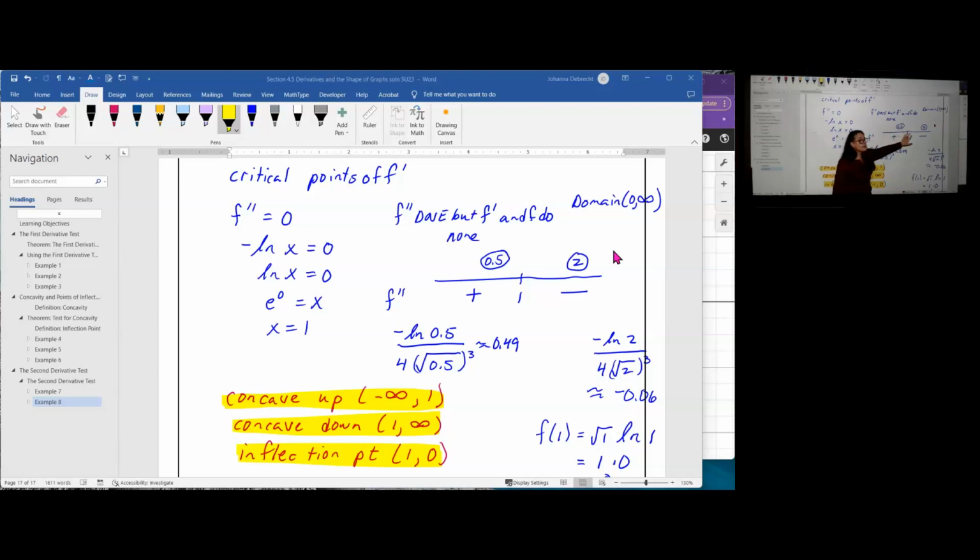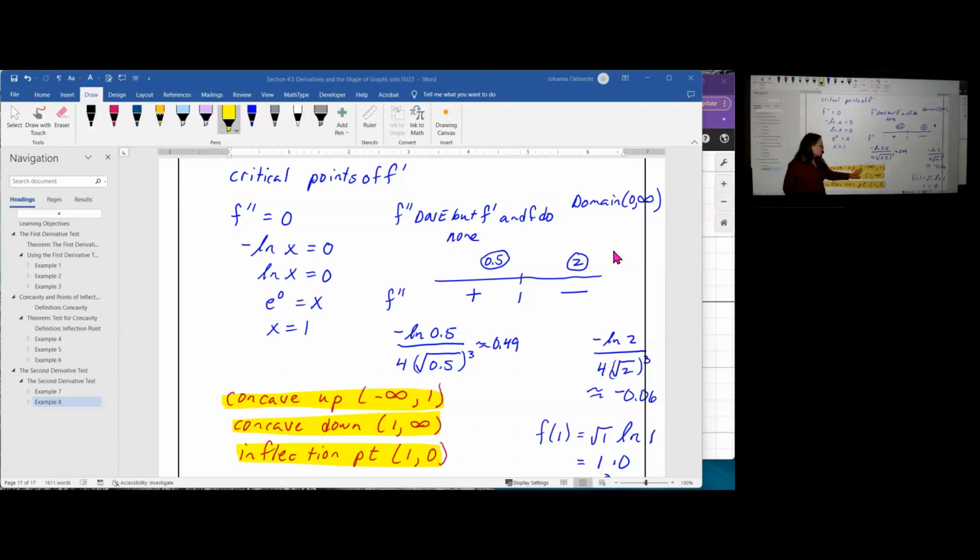Then I draw a second number line to represent the concavity. I use the possible inflection point as a tick mark on the line. I take something in the domain to the left, 1/2, and something in the domain to the right, 2. I substitute those values into the second derivative equation, and I got a positive on the left, meaning it's concave up, and a negative on the right, meaning it's concave down.